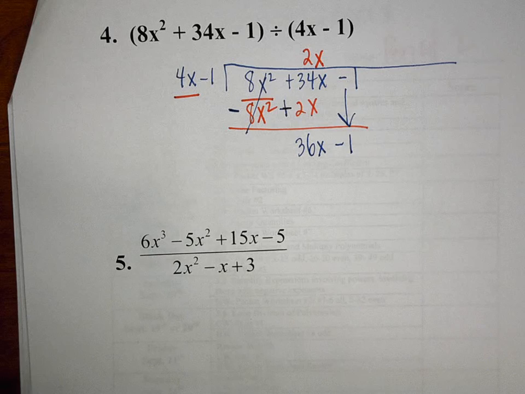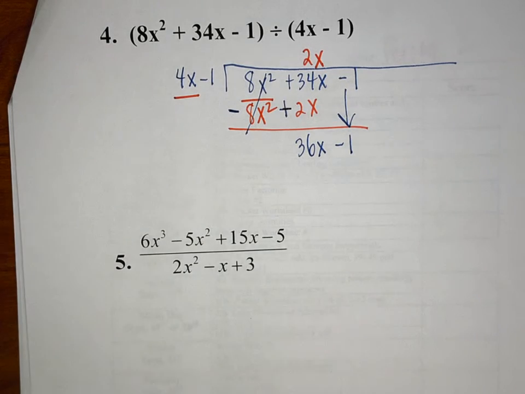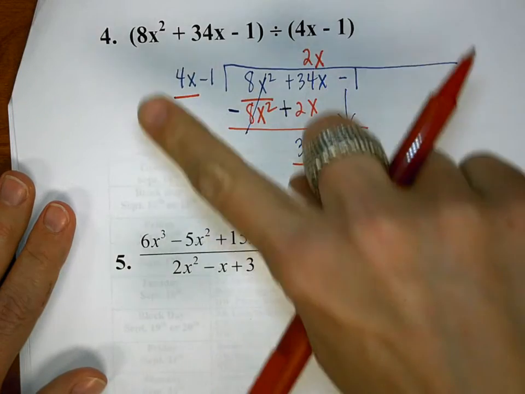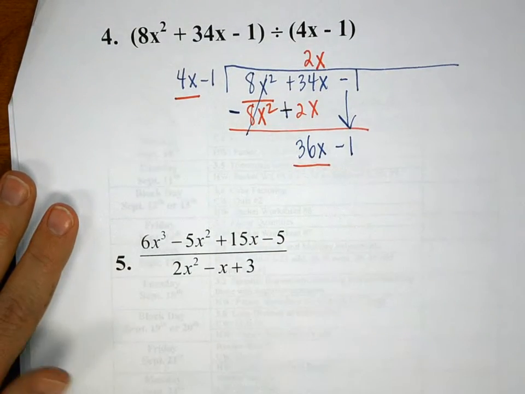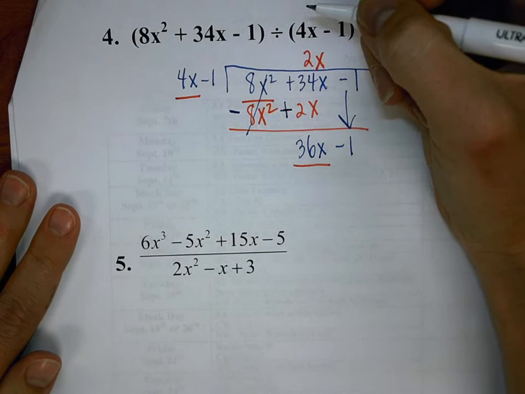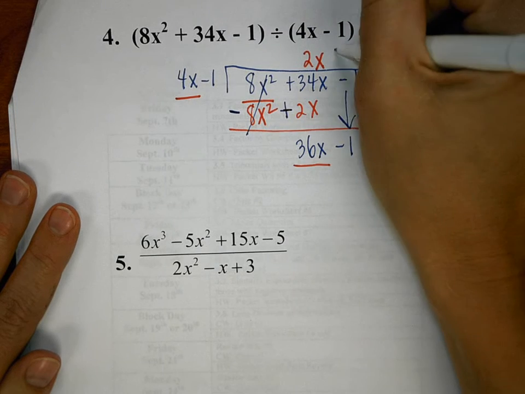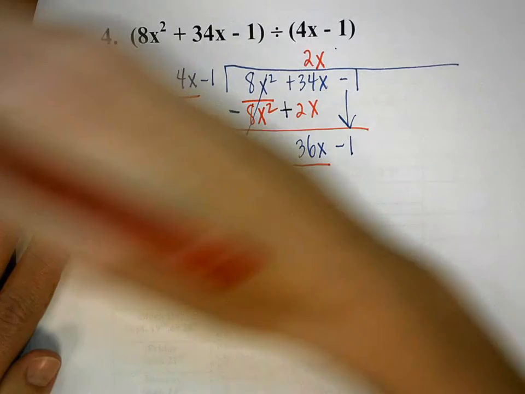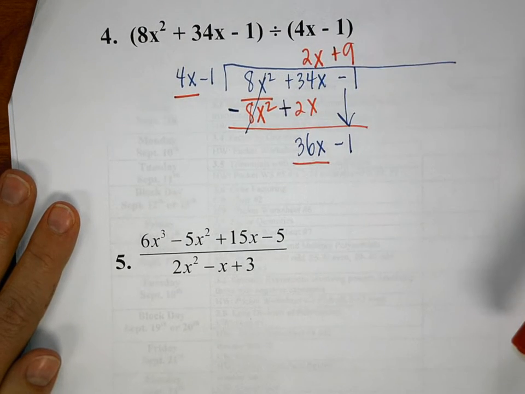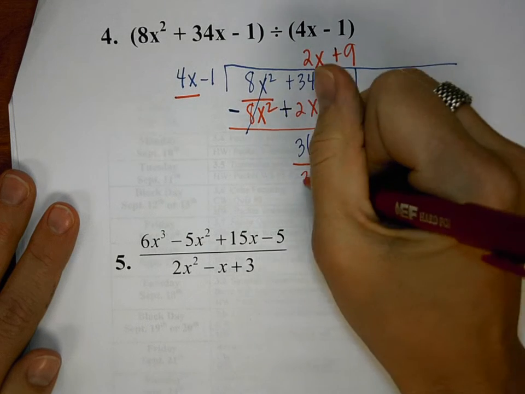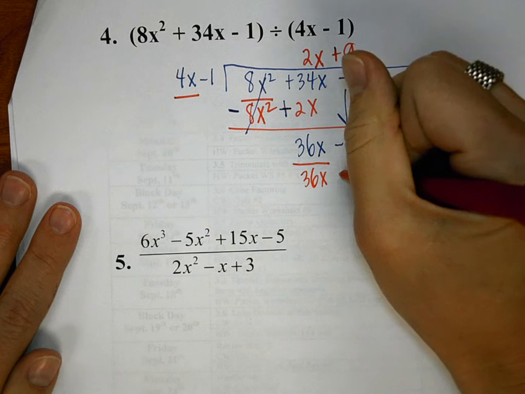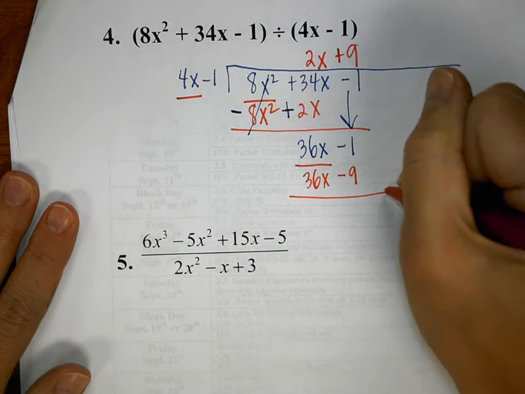What two terms am I looking at now? First two, 4x and 36x. So 4x times what will make 36x? Positive 9. So that means I have plus 9 here. 9 times 4x is what? 36x. And I have to take 9 times negative 1, which makes negative 9.